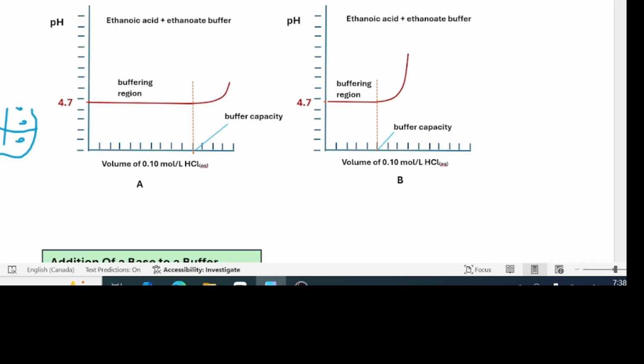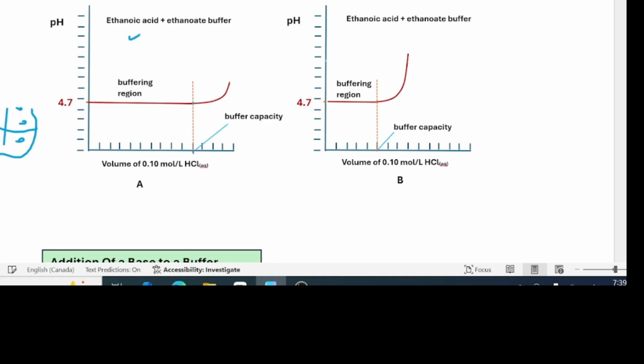Let's suppose that you had this buffer in a beaker and you had a pH meter, and someone was adding drops of acid into the buffer and stirring it, and you're monitoring the pH there. You will find that the pH will remain constant for a period of time as you keep adding the acid to it. This region where the pH does not change is called a buffering region. At some point the pH will start to rise, and the volume of hydrochloric acid that is added to that is a measure of what is called the buffering capacity of this particular buffer.